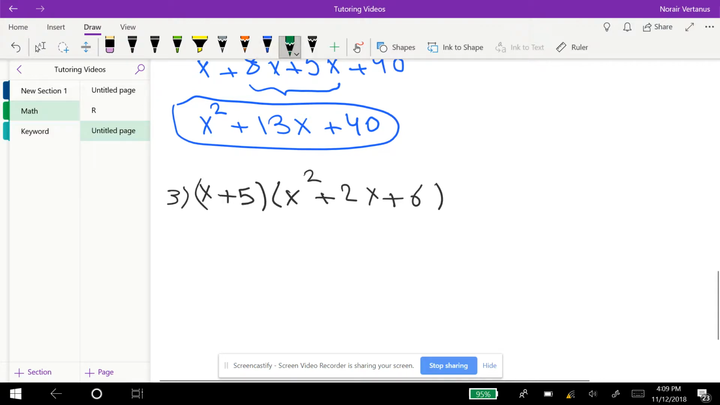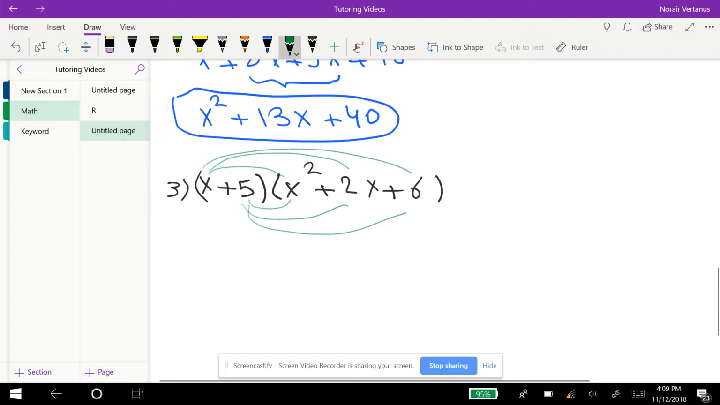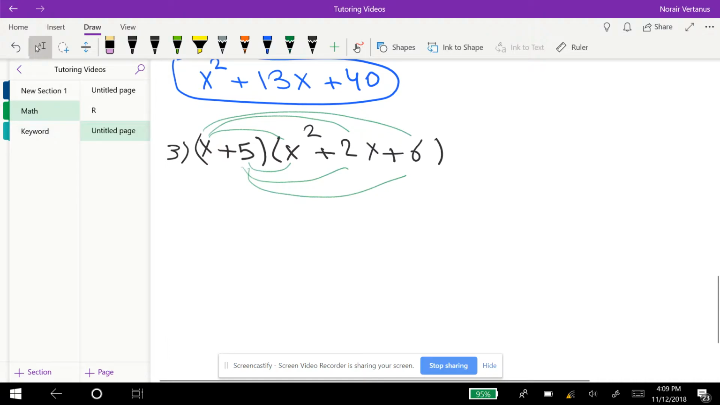Now, for this one, again, each one of these is going to be multiplied to all 3 of them. Like that, like this. So you're going to have 6 multiplications, and then you're going to simplify them. So x times x squared is going to be x to the third. x times 2x is going to be plus 2x squared. x times 6 is going to be plus 6x, right? And then plus 5 times x squared is 5x squared.